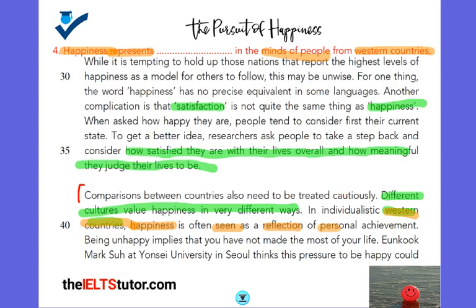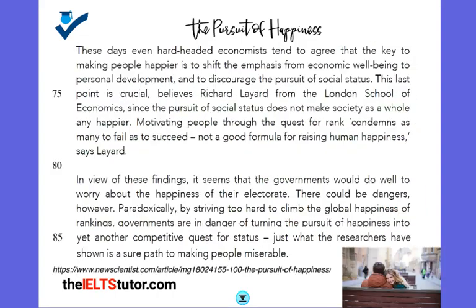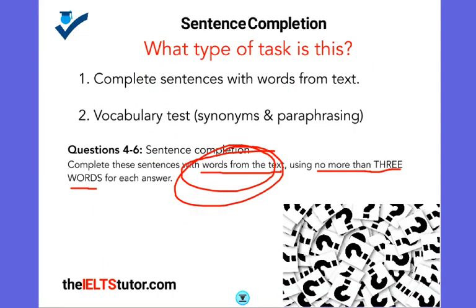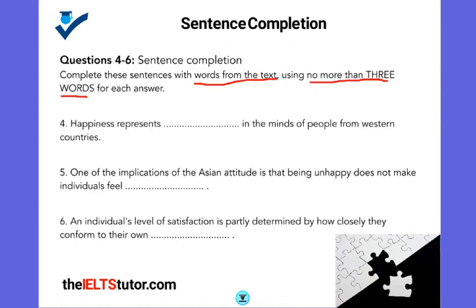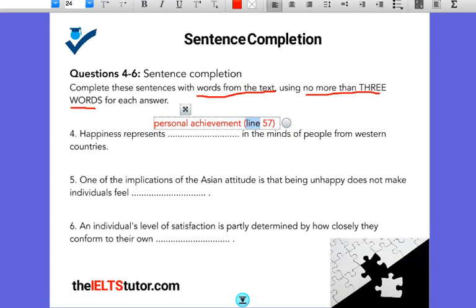Personal achievement. Okay, so the answer is in 2 words. So if you've put it down as personal achievement, well done. Okay, so let's just go back to the question here. Happiness represents personal achievement in the minds of people from Western countries. So let's put that down over here. Okay, let's again get rid of the line numbers here because we've already found it.